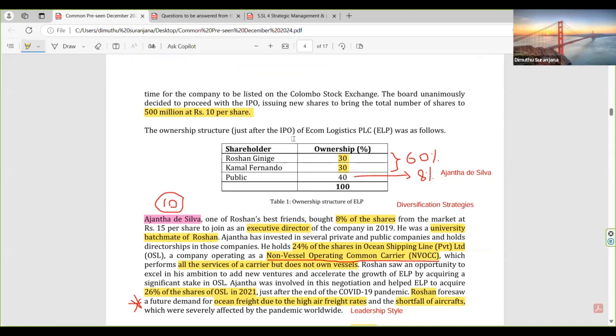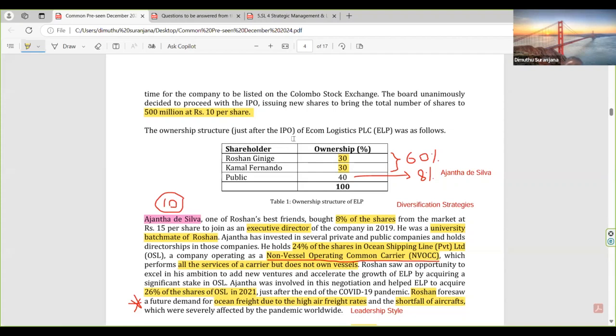Right? Then they introduce person number 10, Ajanta de Silva. She is one of Roshan's best friends. And so, best friend, key point, bought 8% of the shares in the market at 15 per share while serving as an executive director of the company in 2019. And now, from the public ownership, 40% is with Ajanta de Silva.